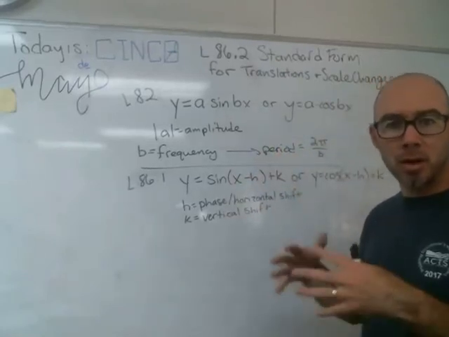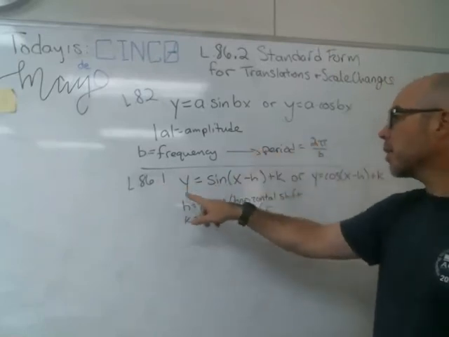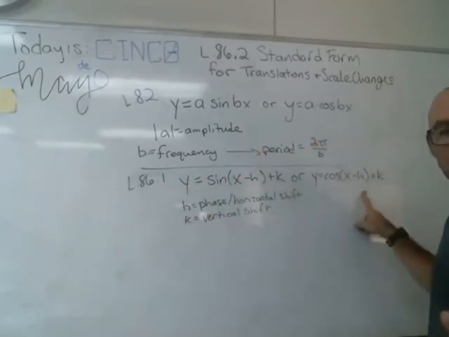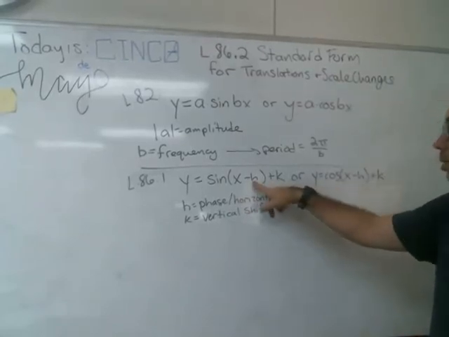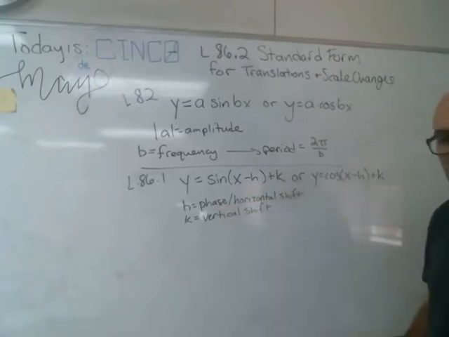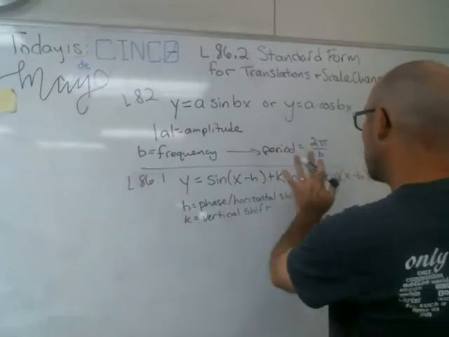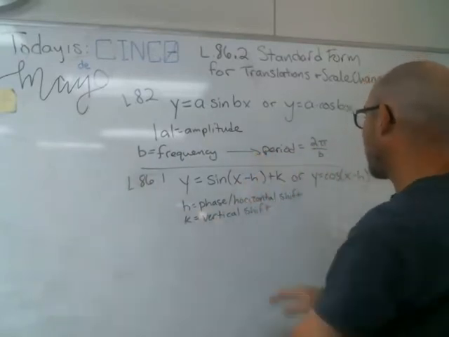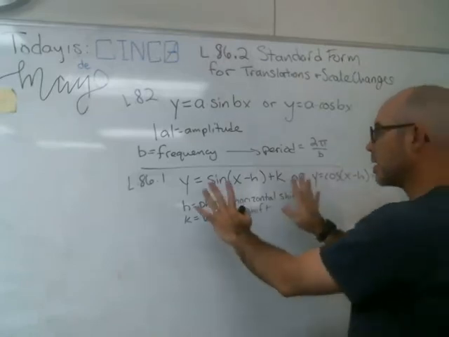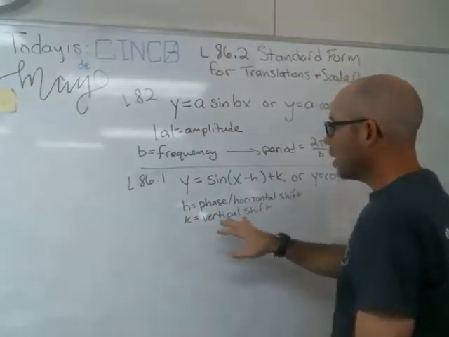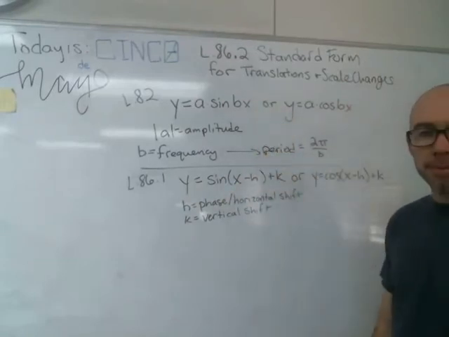dilation or expanding. And then in our last lesson, 86.1, we gave you these two equations for either sine or cosine. We were adjusting h, which is termed the phase shift or the horizontal shift, taking the entire picture and moving it to the left or to the right. And then the k part, which is the vertical shift, taking the entire picture and moving it up or down. These were translations, and these are basically scale changes.